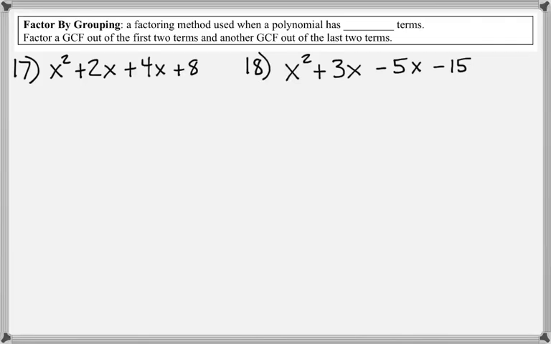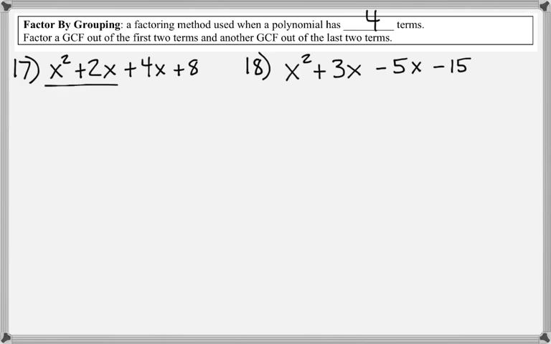Our next method is factor by grouping. Factor by grouping is a method specifically used when our polynomial has four different terms. It says factor a GCF out of the first two terms and then another GCF out of the last two terms. You would still try to factor out a GCF out of all four terms first, but you usually can't do that on these problems.